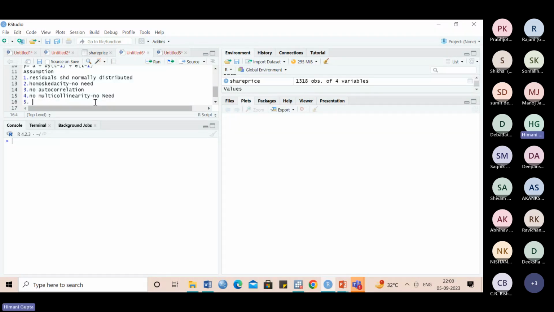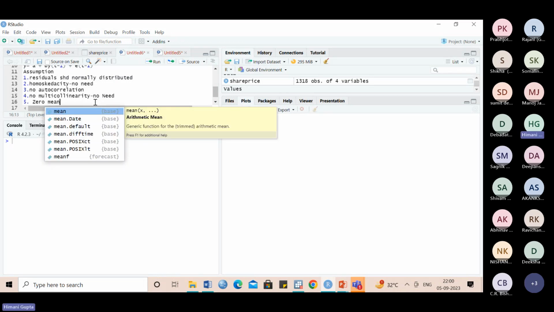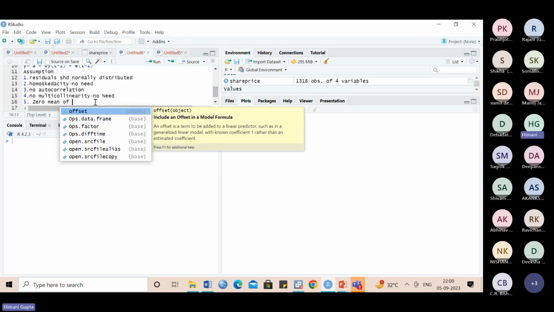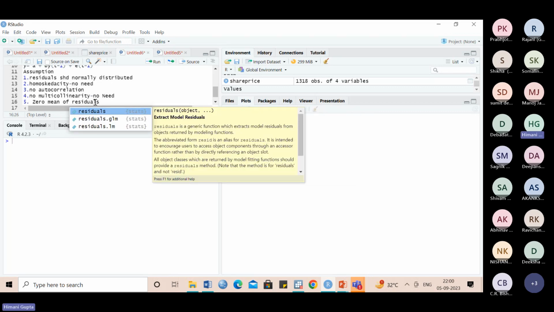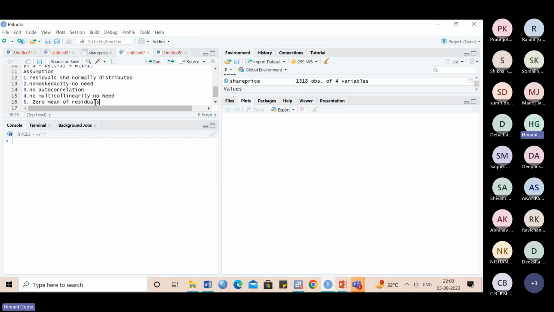And the fifth is zero mean. I'm going to check it. This thing also I'm going to check, zero mean of residuals, because residuals should have a zero mean. Any other thing that I can check?